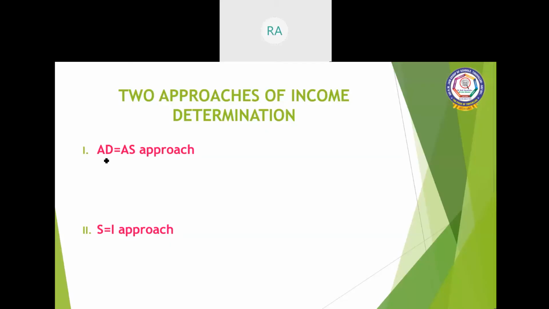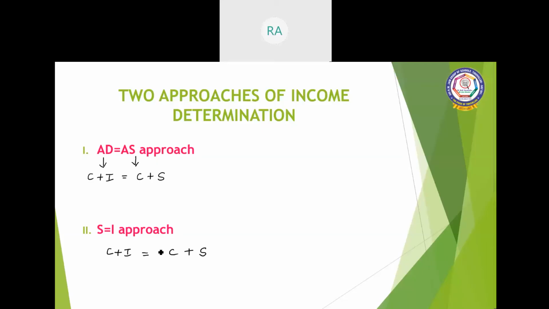AD is otherwise C plus I. It means it consists of consumption expenditure and investment. And AS is otherwise C plus S. The income is used for consumption and the remaining is saved. So C plus I is equal to C plus S. Now from ADAS approach, we can derive S is equal to I approach. C plus I is equal to C plus S. C plus I is nothing but AD and C plus S is AS or the income.